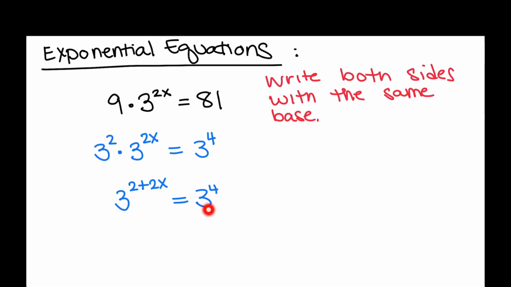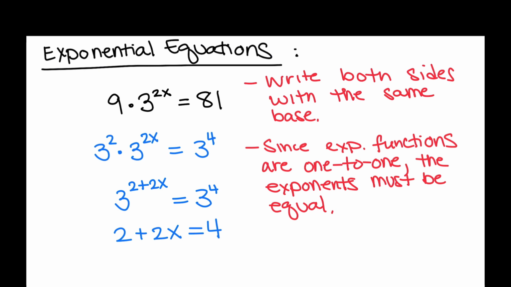So because we have a single power of 3 on each side, we can actually ignore the 3's. The only way this statement is true is if these exponents, 2 plus 2x and 4, are equal. So 2 plus 2x has to equal 4. That's something I can solve. I subtract the 2 from both sides. 2x equals 2. Divide by 2. X equals 1.